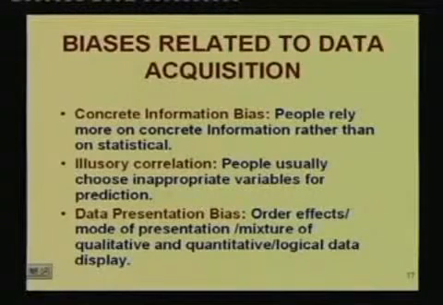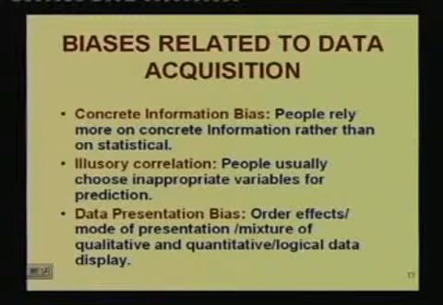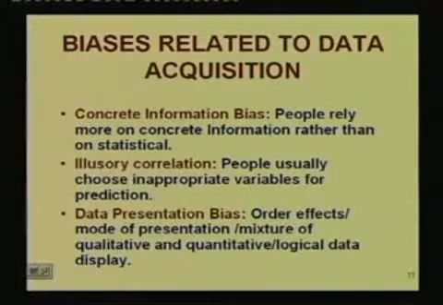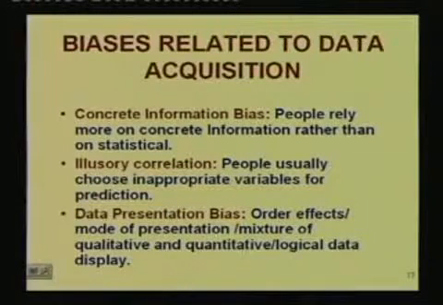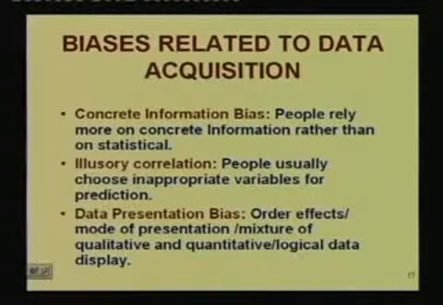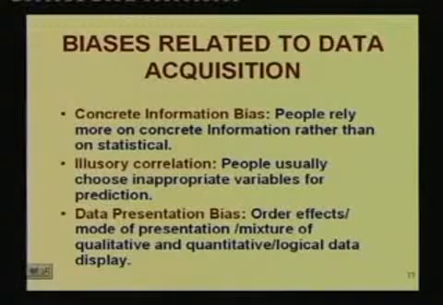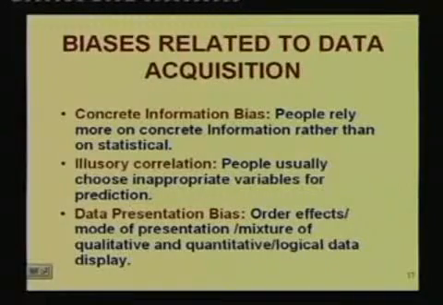Illusory correlation. Sometimes people choose inappropriate variables for prediction, right? So we tend to correlate with variables that really cannot be correlated. It is like believing in fortune telling. Someone tells you that if you look to the right and you find a crow, you will do well. Now finding a crow and doing well are probably not related at all, but still we tend to believe them. So these are illusory correlations. This is a very obvious example, but in real life the examples are not always so obvious, but they do exist.